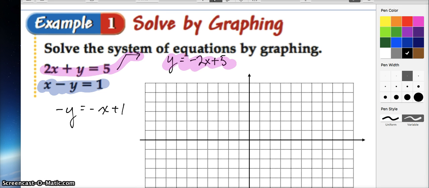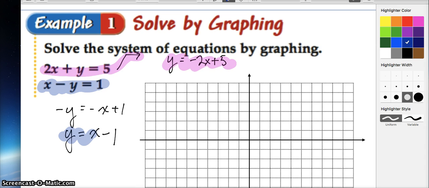In order to make this a positive y, which is what the formula calls for, I need to basically multiply everything by negative 1. So when I do that, all of the signs change. Y is equal to a positive x minus 1. And so I see that I have my final blue equation there. And let me highlight that.